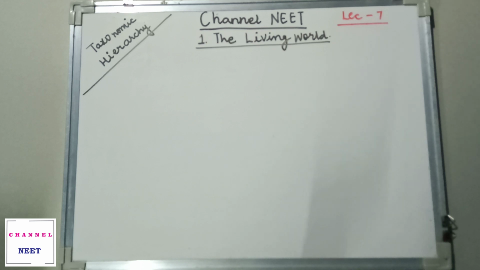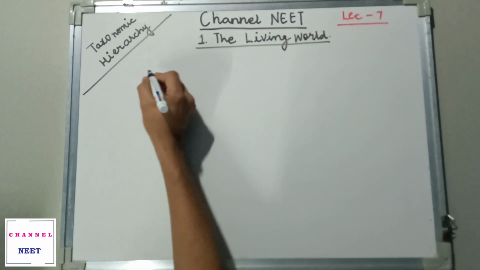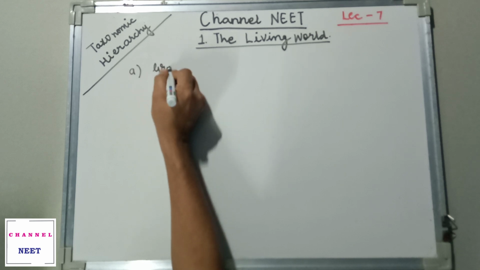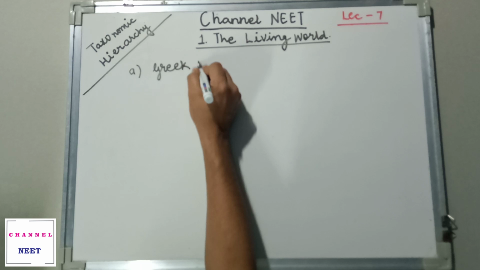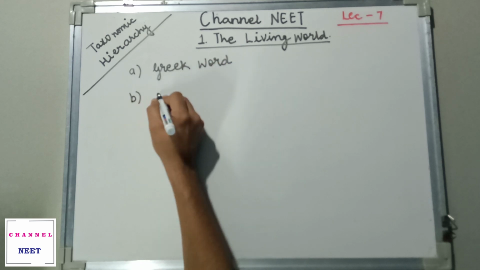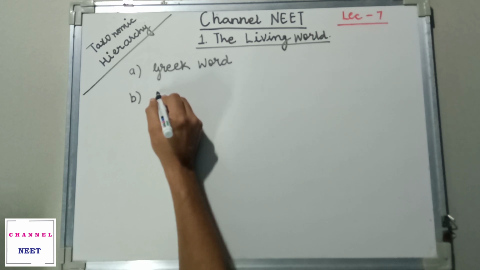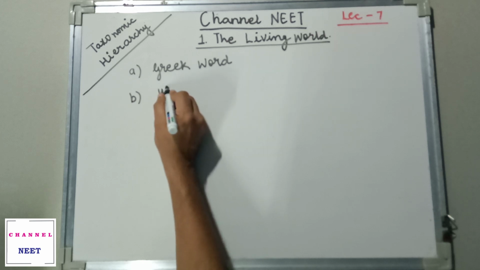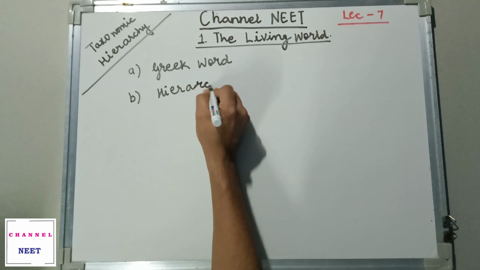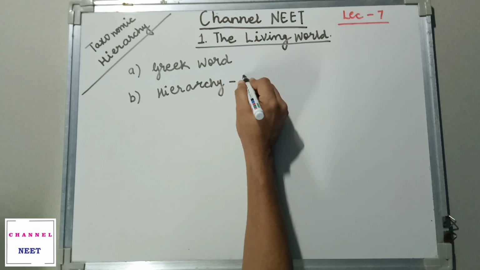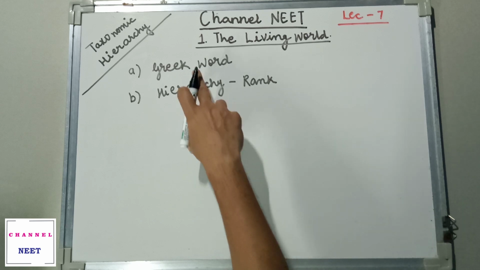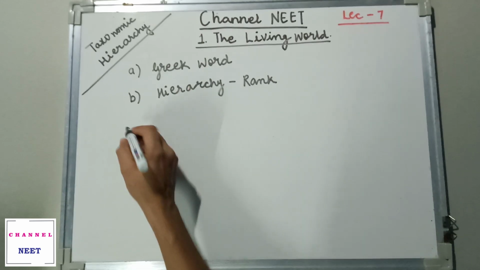Now, taxonomic hierarchy is basically a Greek word, where hierarchy means rank. So it is a Greek word and hierarchy means rank.